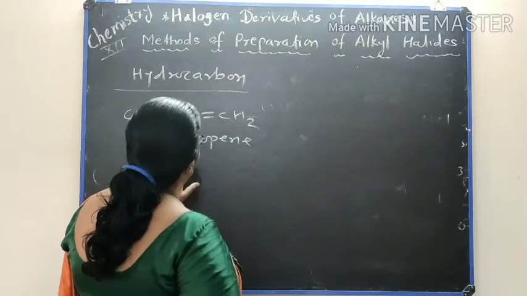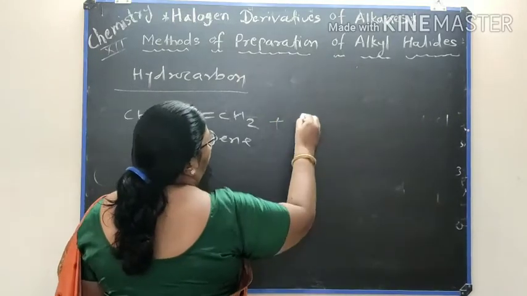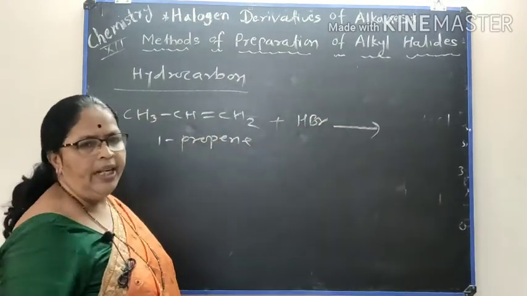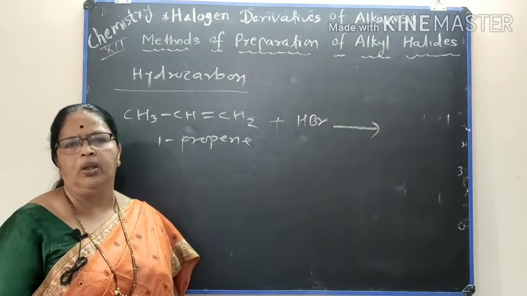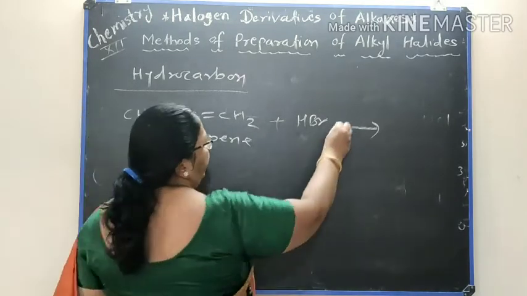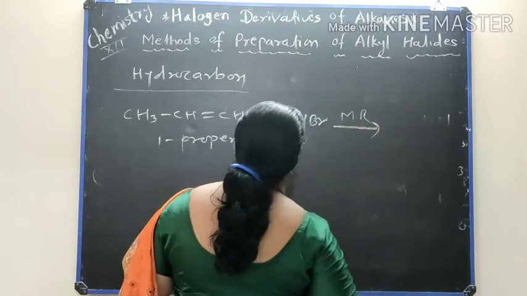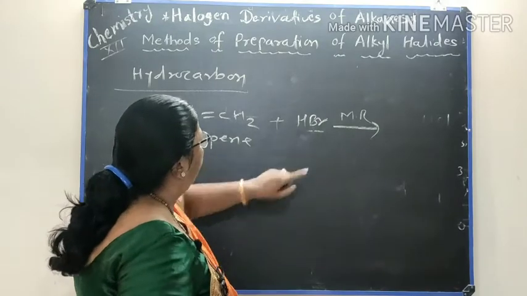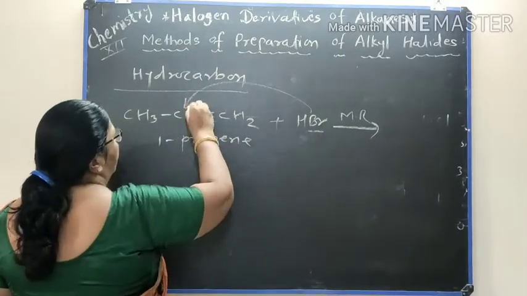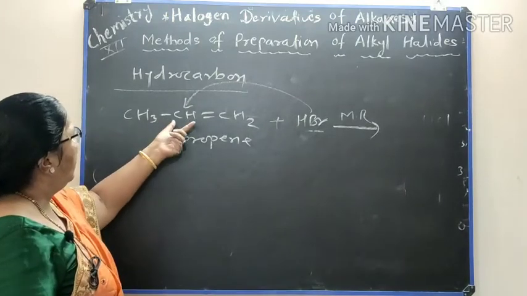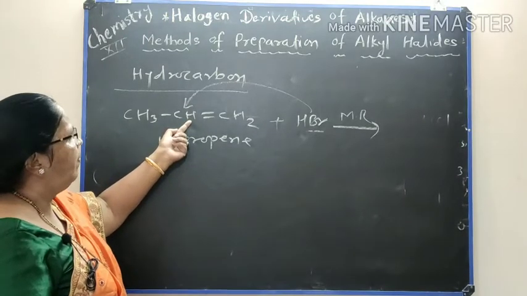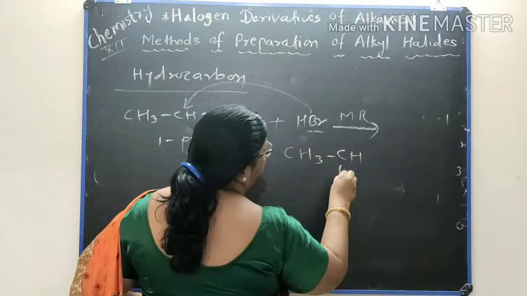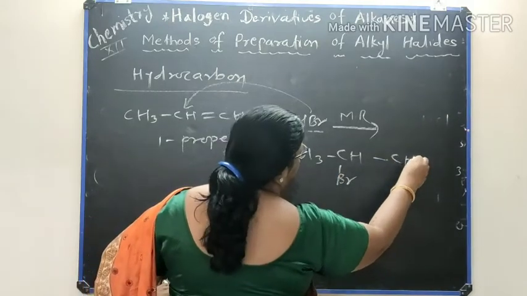When an unsymmetrical alkene is treated with unsymmetrical reagents such as HBr, what happens? This addition takes place according to Markovnikov's rule. Here the negative part of the haloacid, that means Br, goes to the carbon atom which has the least number of hydrogen atoms. So here you will obtain CH3, CH, Br, CH3.